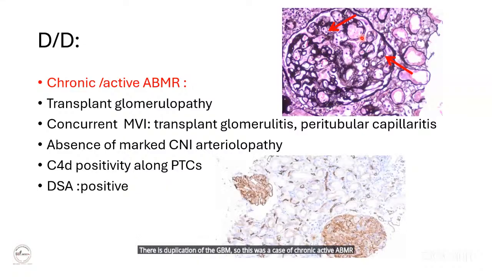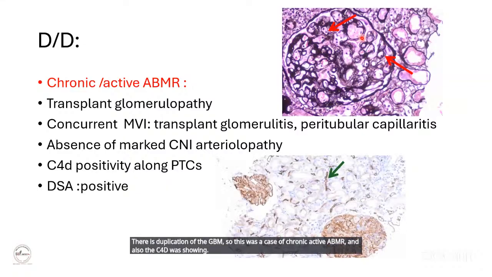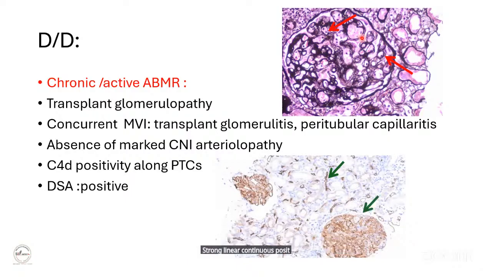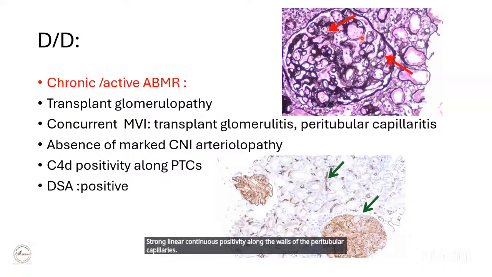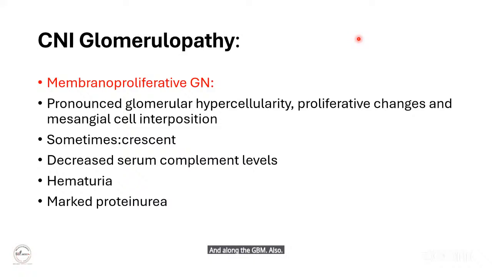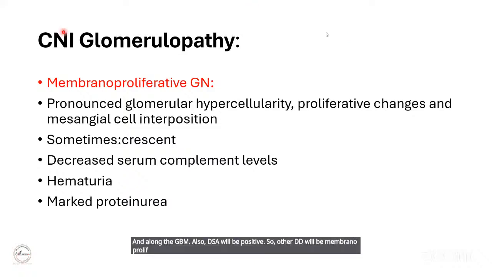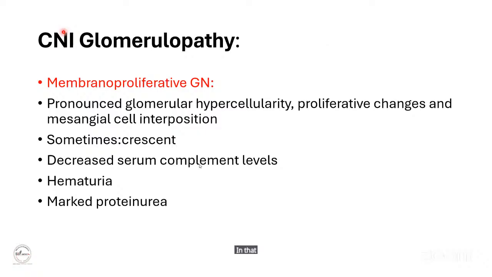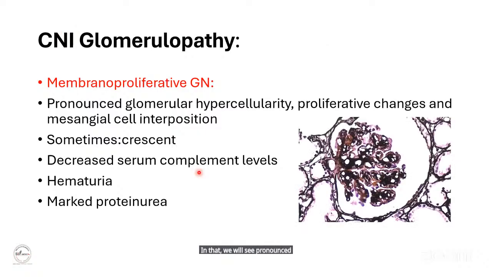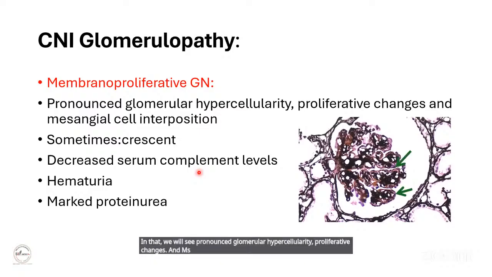And also the C4D was showing strong linear continuous positivity along the walls of the peritubular capillaries and along the GBM. Also DSA will be positive. So other DD will be membranoproliferative glomerulonephritis. In that, we will see pronounced glomerular hypercellularity, proliferative changes, and mesangial cell interposition. Sometimes crescents are also seen.